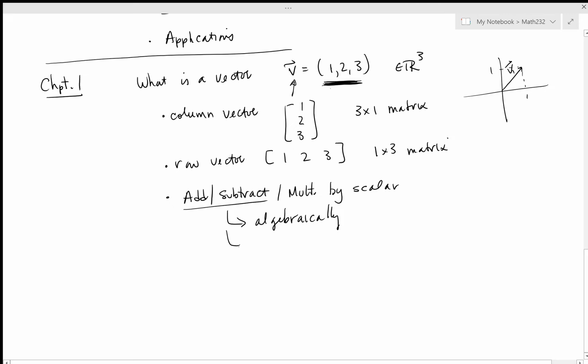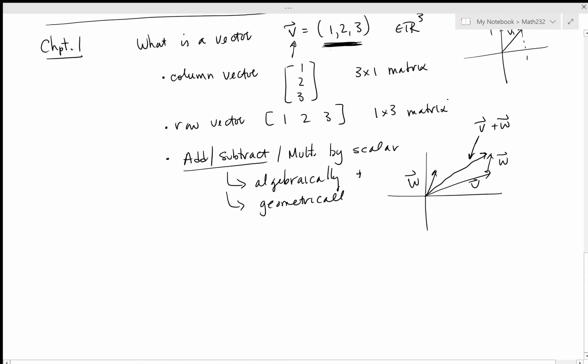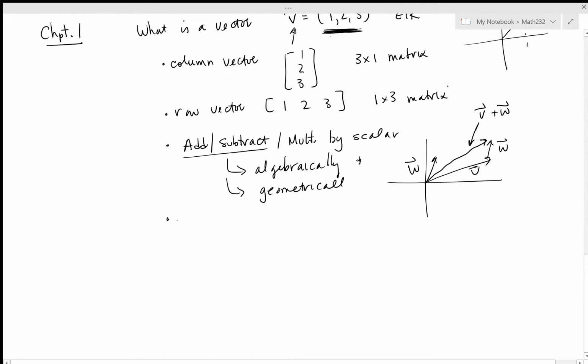Algebraically, you also want to be able to do that geometrically by drawing the vectors like that, V and say W, and then recognizing that you can put the W here and that this thing right here is V plus W. Okay, so you can either add the components, that way you can easily do it algebraically, or you can also do it geometrically.